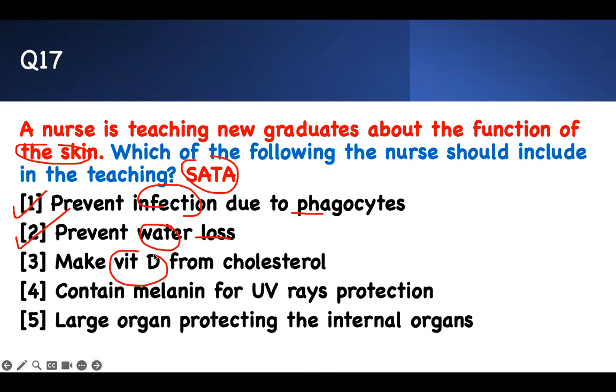Of course, it makes vitamin D from cholesterol. That's why you go into the sun to make vitamin D. It protects us from UV radiation because of melanin, pigmentation. It's one of the largest organs. The skin is an organ, even though it does not talk. It covers a large portion of the body and protects the internal organs. So these are all functions of the skin.